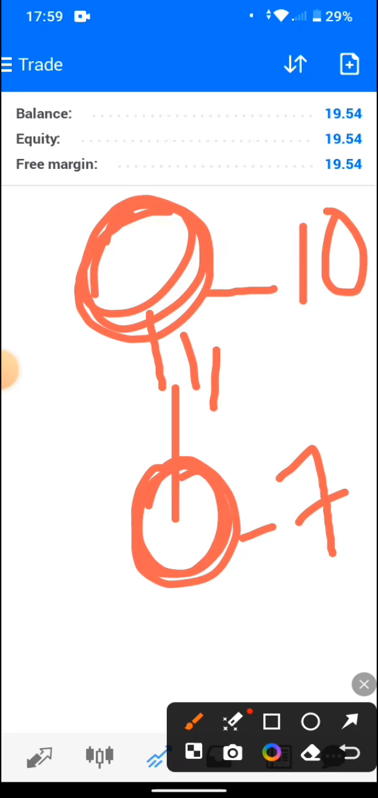For you to make profit, the price must continue to drop below 7. It must not just reach 7. It must be like 6.9, 6.8, 5, 4, 3, 2. All right, the more it's dropping, the more profit you are going to make. All right, hope you are understanding this one.